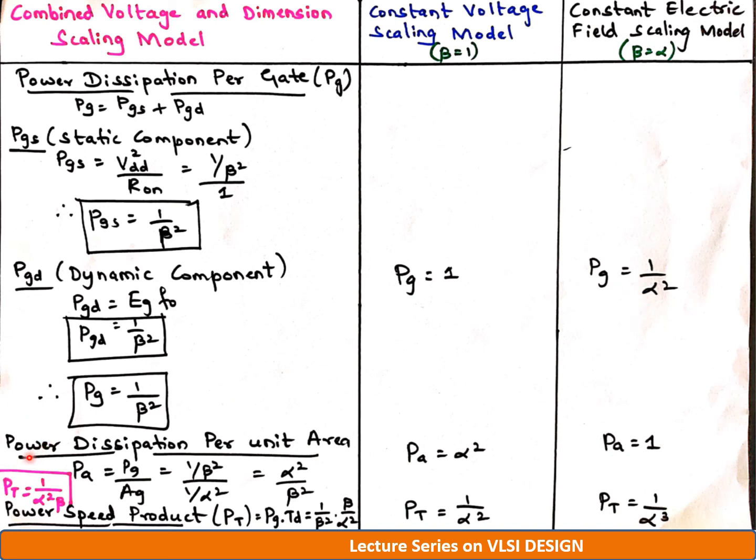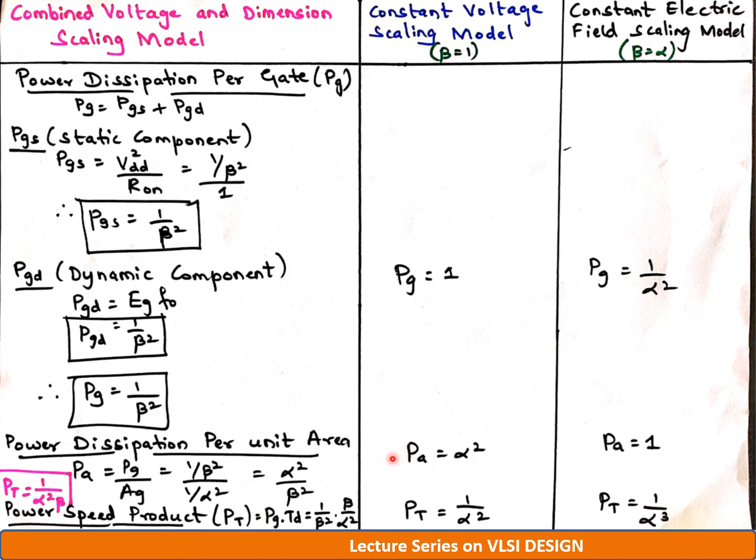Next device parameter is power dissipation per unit area. Power dissipation per unit area is given by power dissipation P subscript G by area. So power dissipation per gate is scaled by 1 by beta square. Area is scaled by 1 by alpha square. Therefore, the scaling factor for power dissipation per unit area is alpha square by beta in the combined voltage and dimension scaling model.